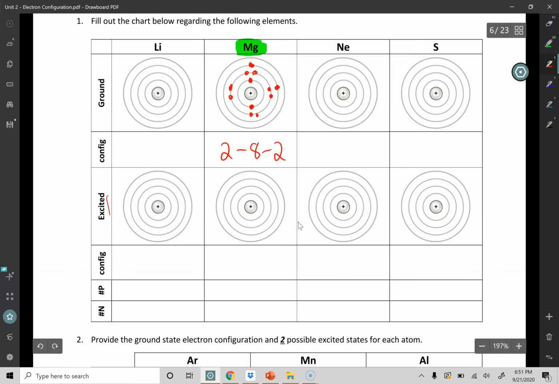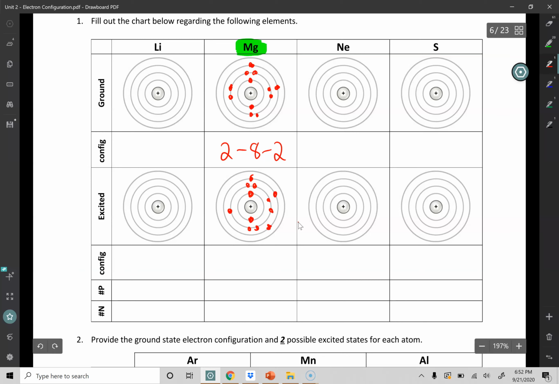If I want to make an excited state for that element, what do I need to do? I've got to take at least 1 electron and I have to promote it to a higher energy level. There are almost an infinite number of possible excited states. So let's say I'll keep my 2 in the first energy level. I'm going to put 7 in the second energy level: 1, 2, 3, 4, 5, 6, 7. So that's given me 9. I need 12 altogether.